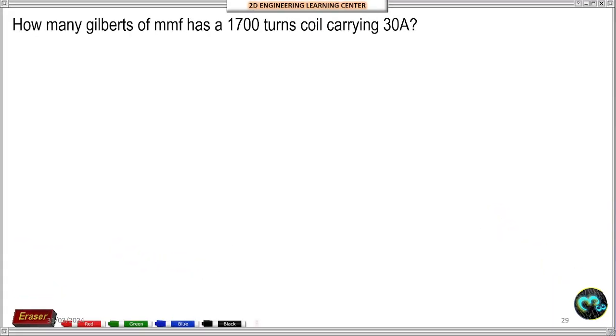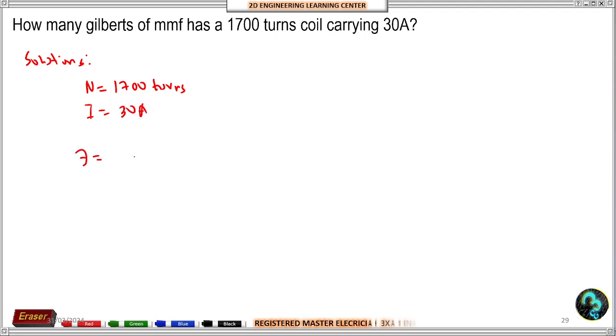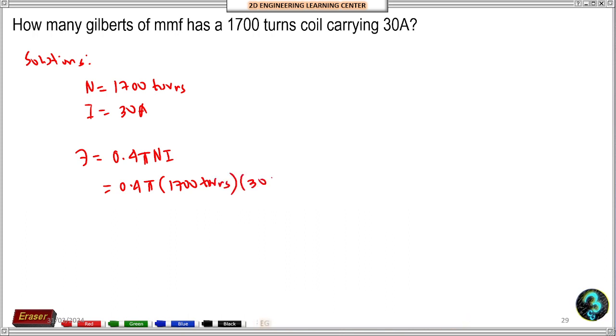Okay, so how many Gilberts of MMF has 1,700 turns of coil carrying 30 amperes? So ito dito is Gilberts. Yung kanina naka-ampere turn, so ito Gilberts. So the number of turns is 1,700 turns. Yung ating current is equal to 30 amperes. So our formula will be different kasi Gilbert yung hinahanap na unit. So that is 0.4 pi N times I. So we have 0.4 pi times 1,700 turns times 30 amperes.